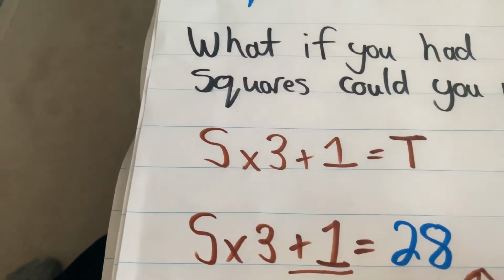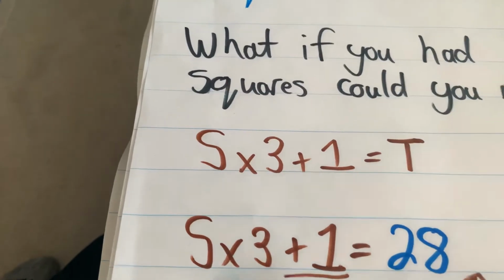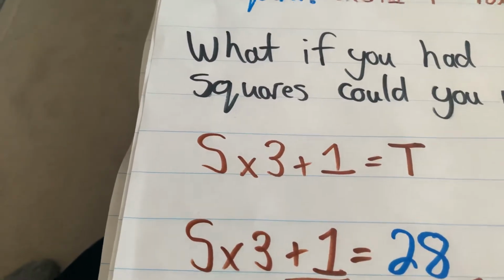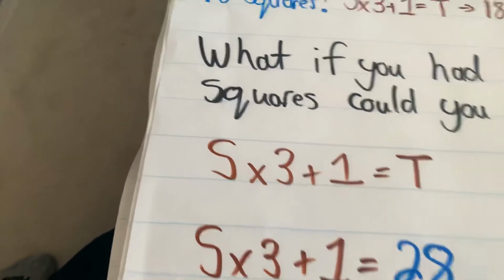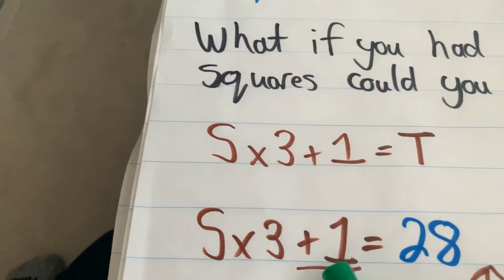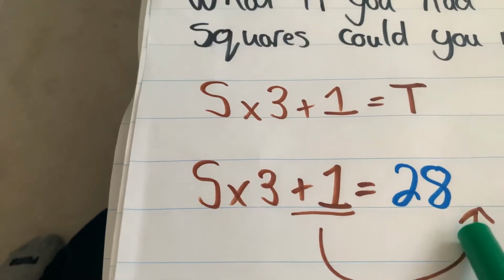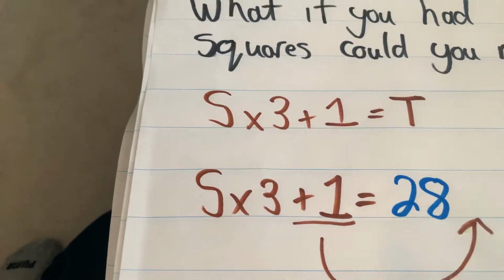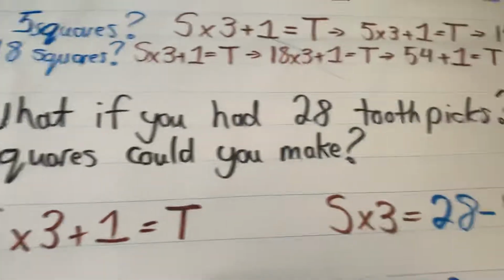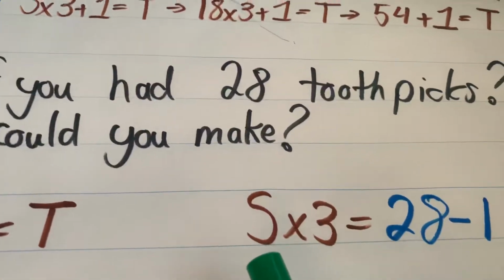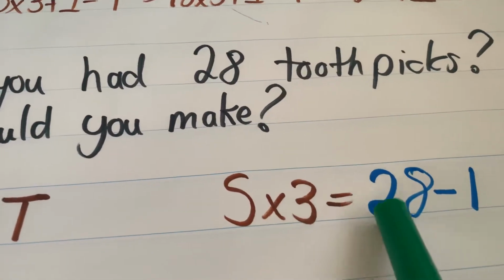Well, in math, we have a rule. Anything that's right beside the variable we can't move just yet. That's the last thing we have to move, which means I have to move my plus 1. So my plus 1 gets moved to the other side of my equation. I move it to the 28 side. So now that's going to look like something like this. S times 3 equals 28 minus 1.